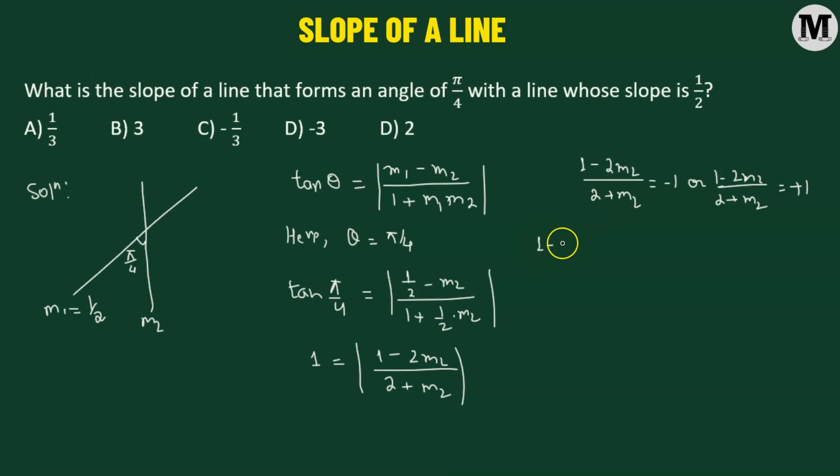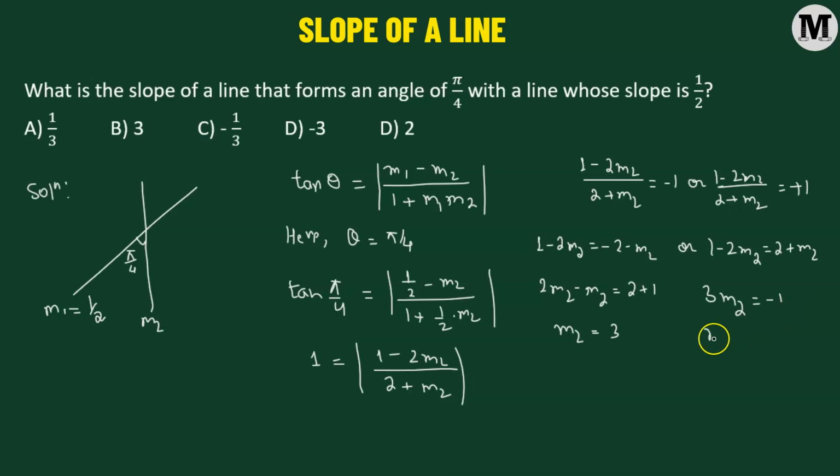So we have 1 minus 2 times m2 equals -2 minus m2, which is going to give us 2m2 minus m2 equals 2 plus 1. So we have m2 equals 3. So this is one of the values. Or we could have the other possibility, 1 minus 2 times m2 equals 2 plus m2. We get 3 times m2 equals -1. So we have m2 equals -1 over 3.